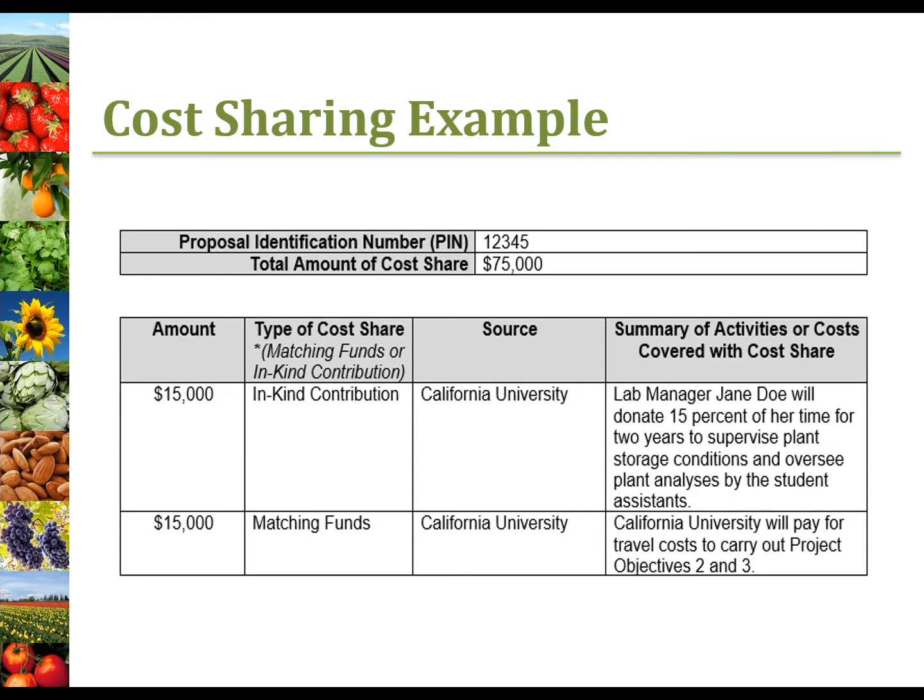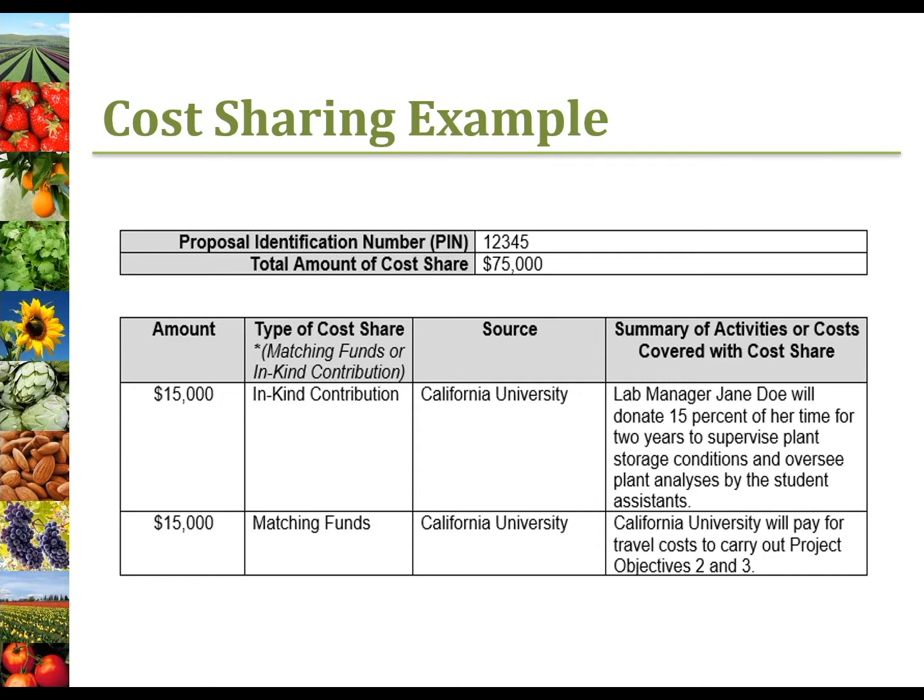In the amount section, projects will list the dollar amount committed to them from a source other than the SCBGP or the estimated dollar value of time, property, or supplies donated to the project. Under type of cost, it will either be matching funds or in-kind contribution, as appropriate for the amount listed. Source will be the organization or individual supplying the cost share to the project. Summary of activities or costs covered with cost share will be a brief description of the activities or costs associated with the project that the cost share will cover. Depending on how many sources of cost sharing a project has, rows may be added or deleted as necessary.